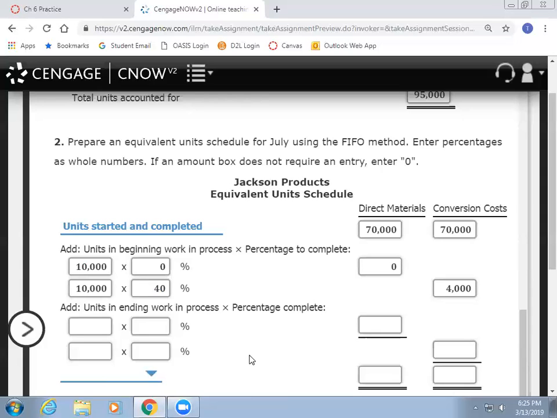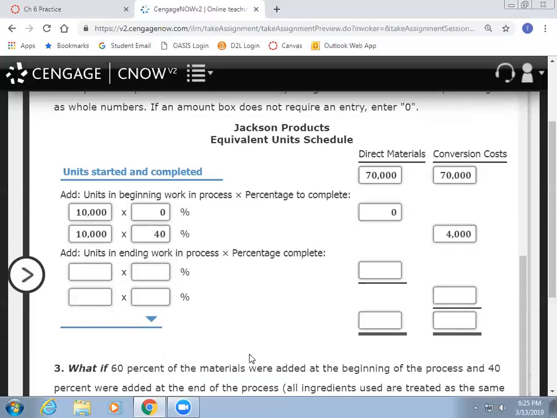Any questions on that? That's where FIFO gets tricky, because you're calculating what it takes to finish those that are in beginning. And then your ending really works the same at this point. You had 15,000 units. And they told us of those in ending work in process, they were already 100% complete in regards to materials. So that would just be the 15,000. And then in regards to conversion, it would be 80%. So it'd be what, 12,000? 12,000.